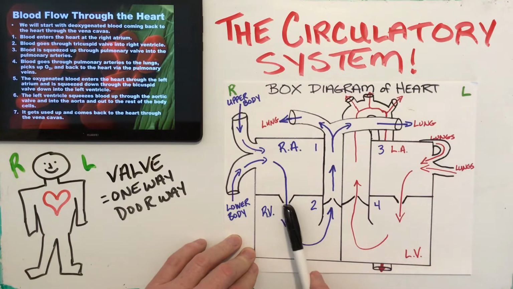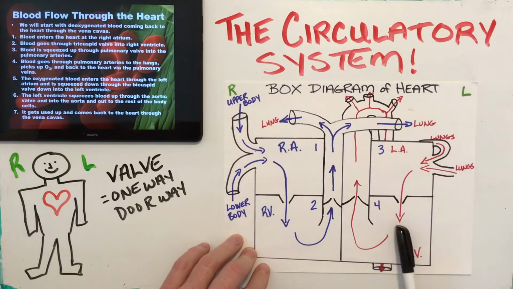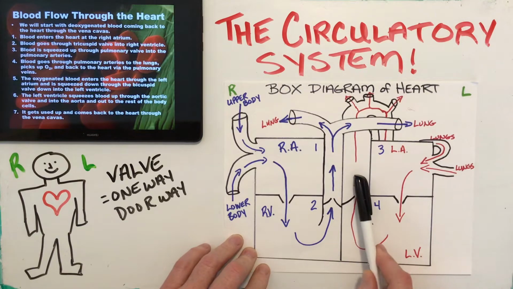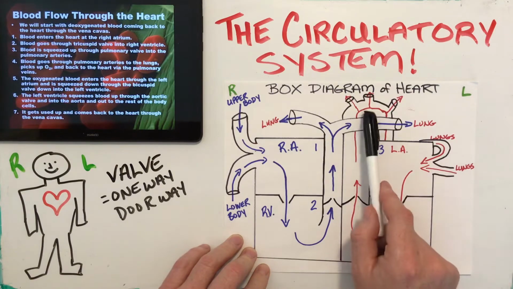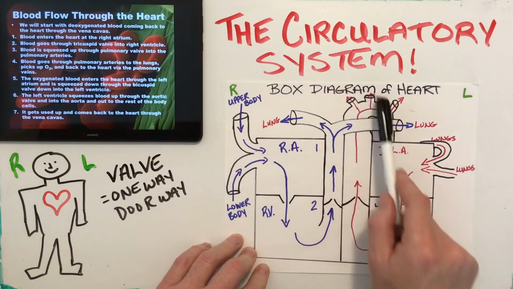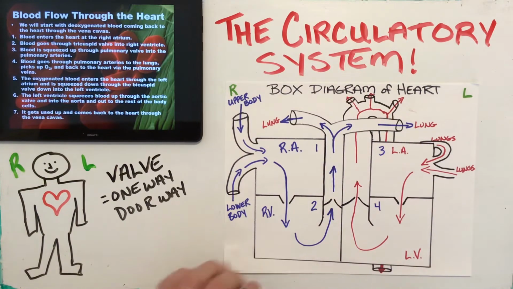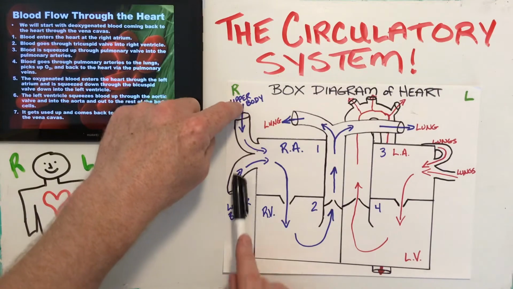So tricuspid, bicuspid. It goes down the bicuspid valve and then up through the aortic valve because it leads to the aorta. Some of the blood is given out to the upper body and some of the blood goes down below. It gets used up and then we're back here.